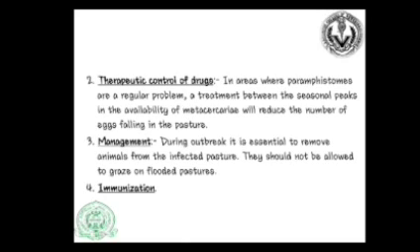Number 3. Management. During an outbreak, it is essential to remove animals from the infected pasture. Discourage grazing on green pasture surrounding tanks, ponds, pools, and banks of rivers. And the animals should be restricted to high lands, particularly in amphistome-prone areas. Number 4. Immunization. In South Africa, an immunizing agent has been developed against paramphistomes, but in India, it has not been developed yet.